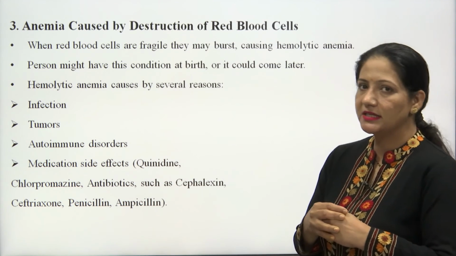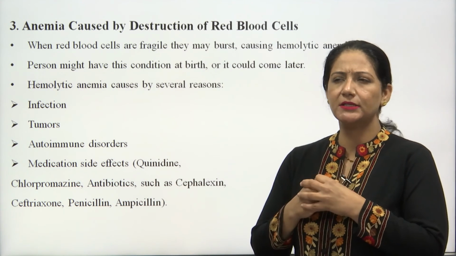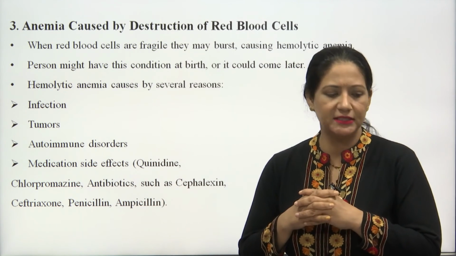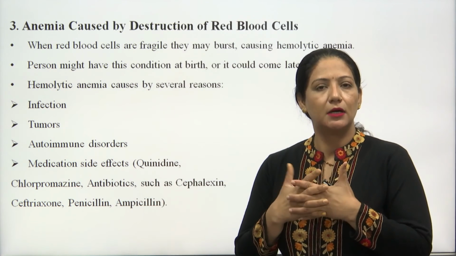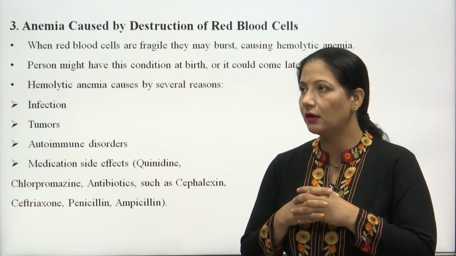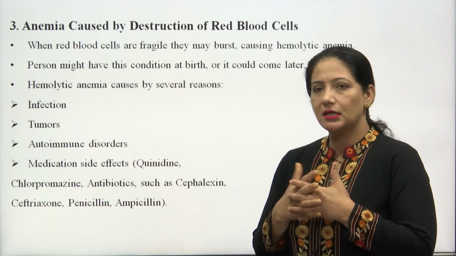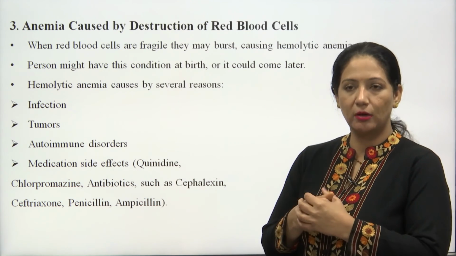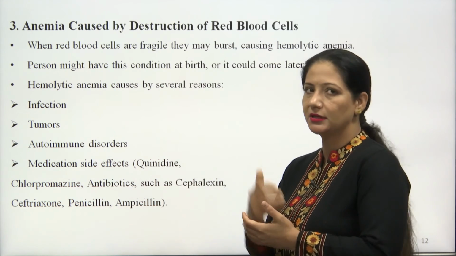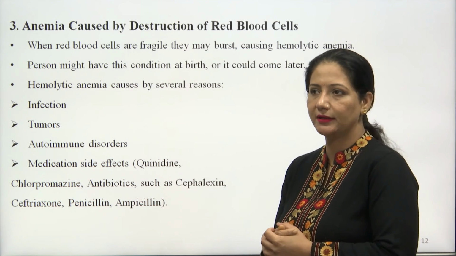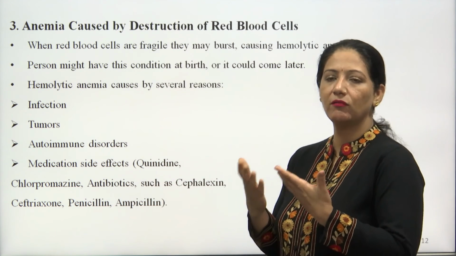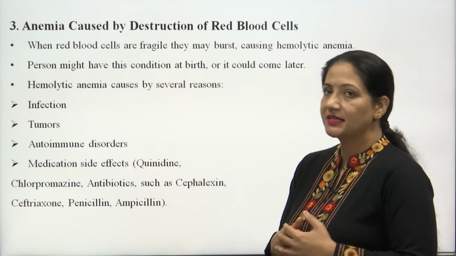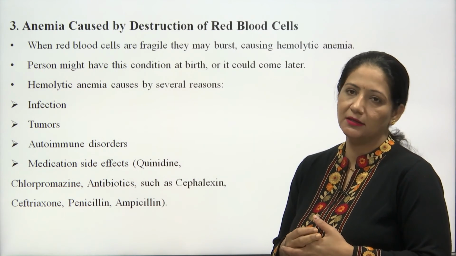This condition is present due to some birth defect, or it is from birth time, and the various reasons behind hemolytic anemia are infection in the human body, some kind of tumor, or autoimmune disorder. Some immunogenic cells may destroy the RBC before they show the normal function, and due to this autoimmune disorder, hemolytic anemia occurs, and the RBCs are destroyed before the 120 days. As well as some medications like quinidine, chlorpromazine, and some antibiotics like penicillin, ampicillin, and other fluoroquinolone derivatives.